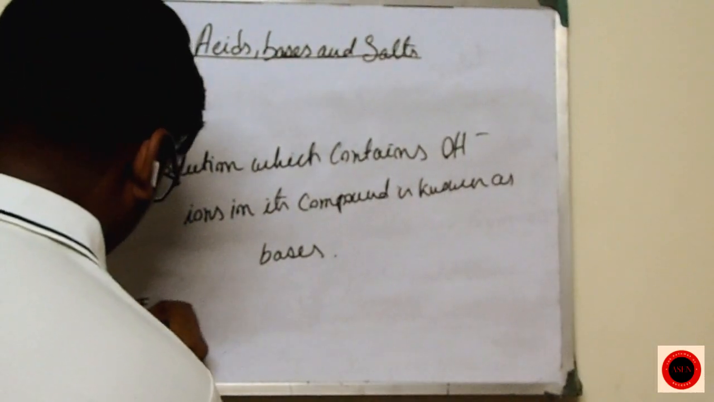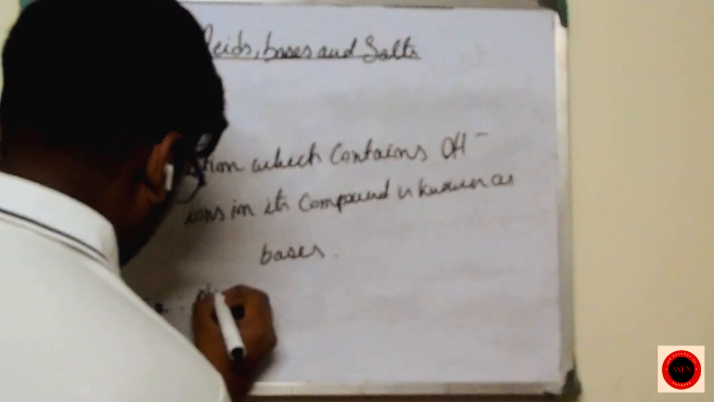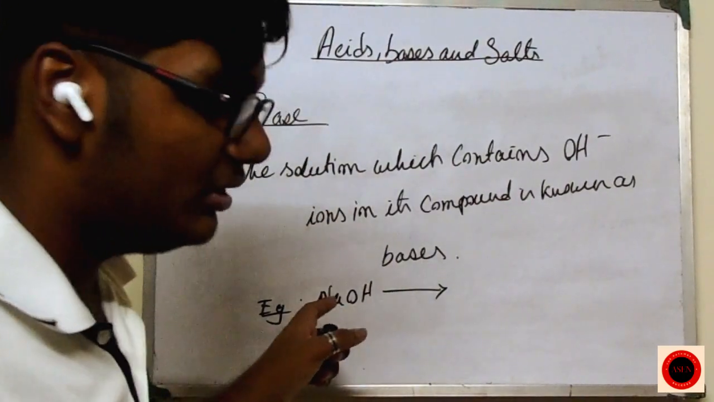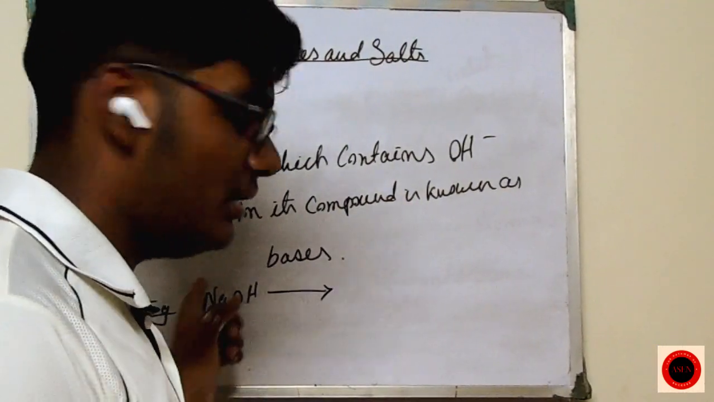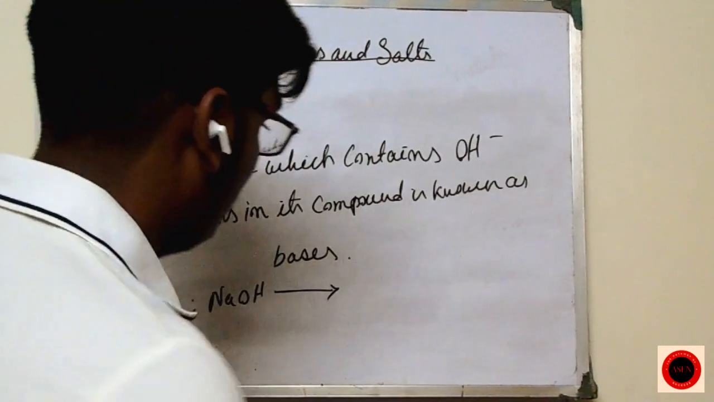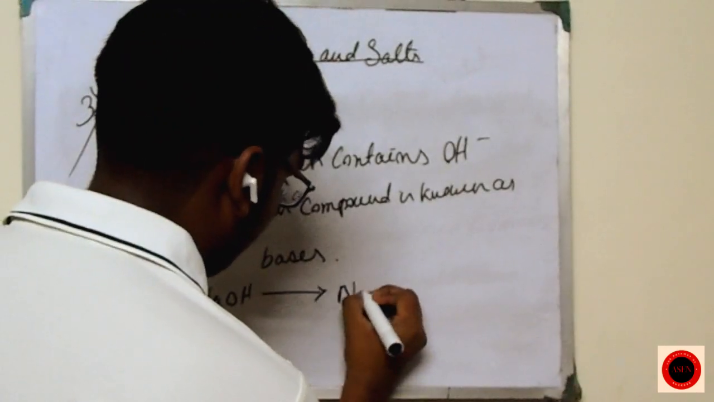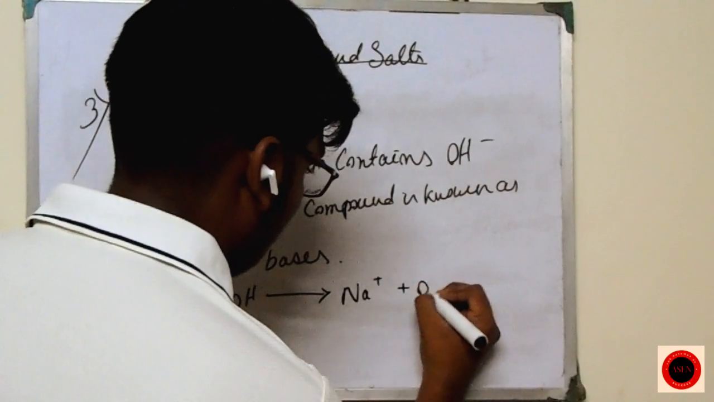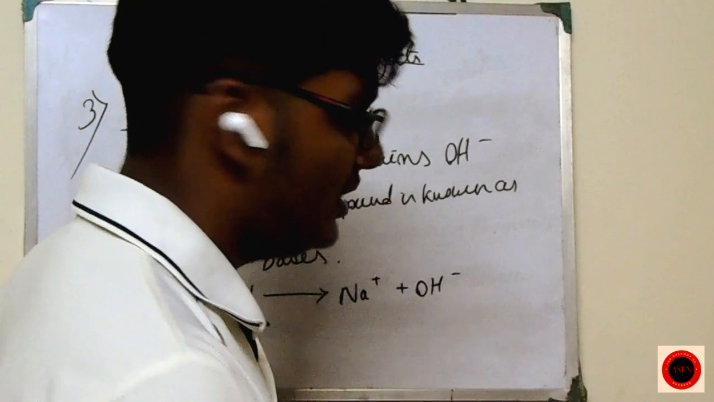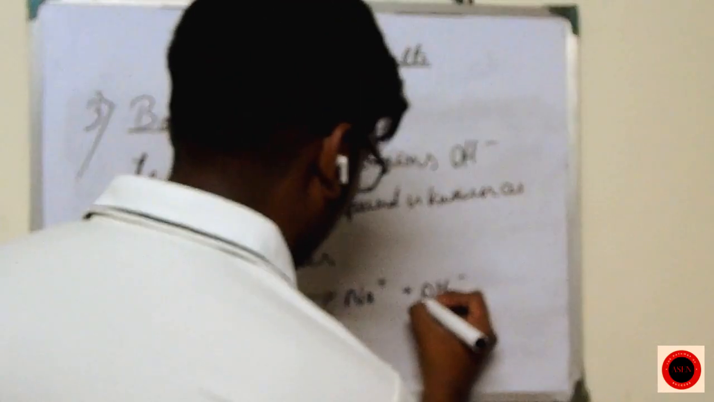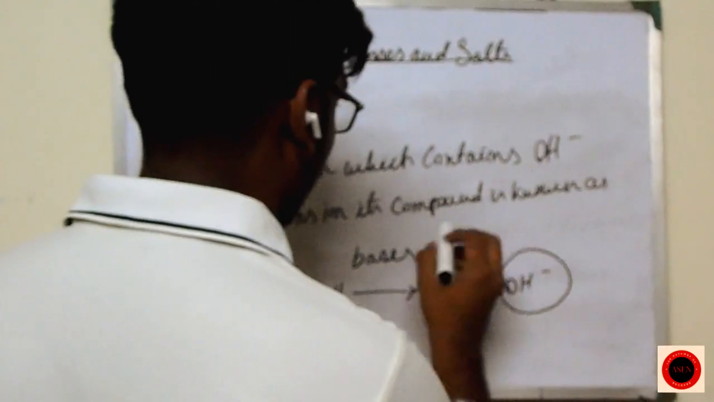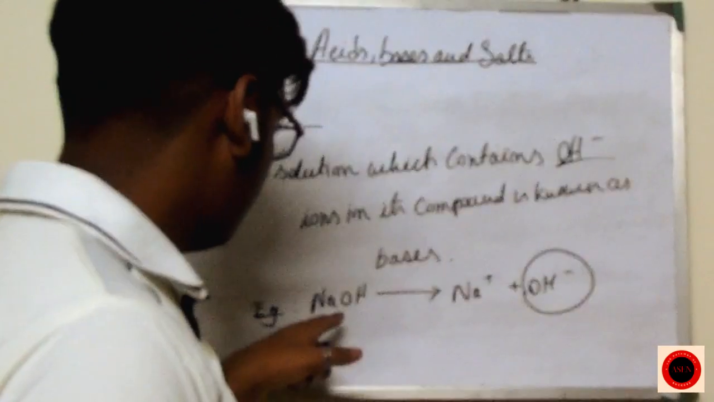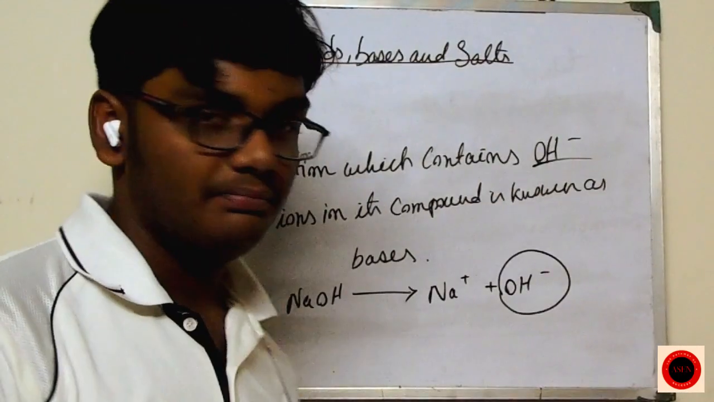Example: NaOH, sodium hydroxide. We all know the formula of sodium hydroxide is NaOH. If we divide this, we get Na plus and OH minus. Is it forming OH minus ions? Yes, it is forming OH minus ions. So NaOH is a base.